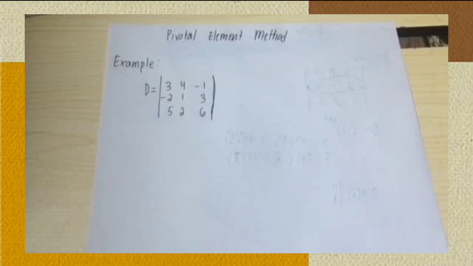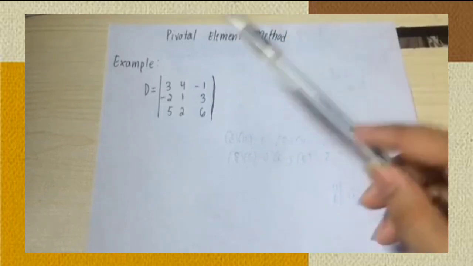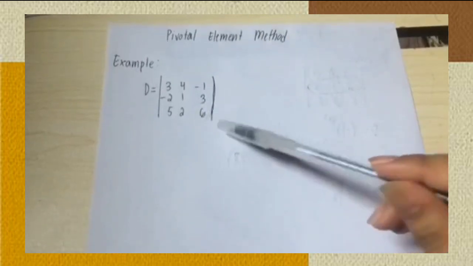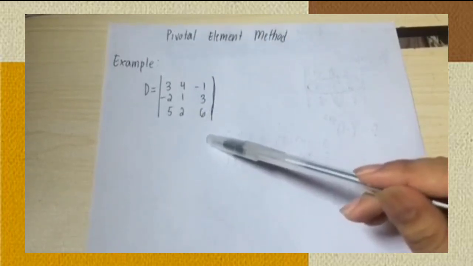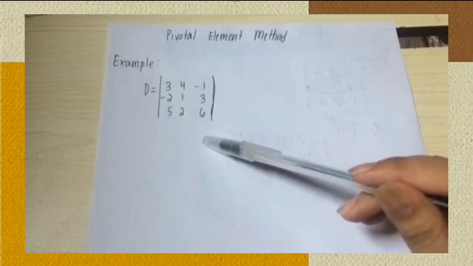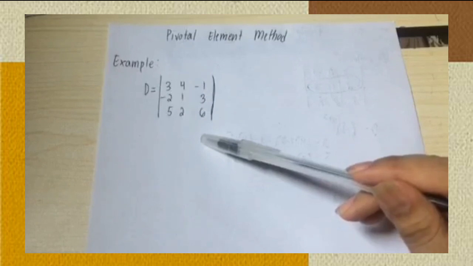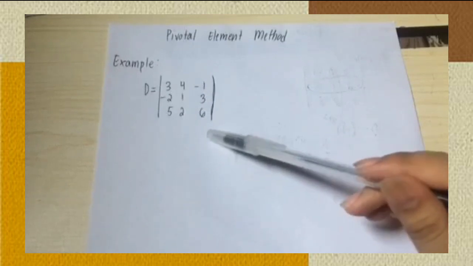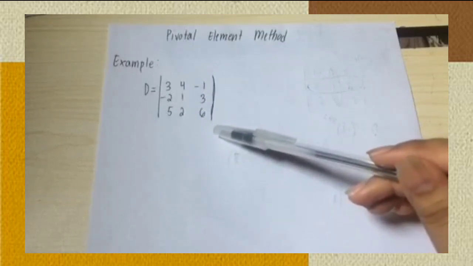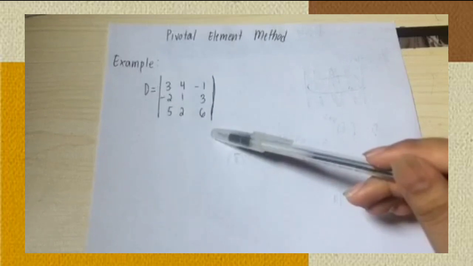Ang gagawin natin ngayon ay kung paano i-solve ang determinant using pivotal method. Here's the example. If given a 3x3 matrix, evaluate the given determinant. So first we must locate our pivotal, which is 1. So in the middle here in the matrix, yung pivot natin ay nakalocate sa row 2, column 2.